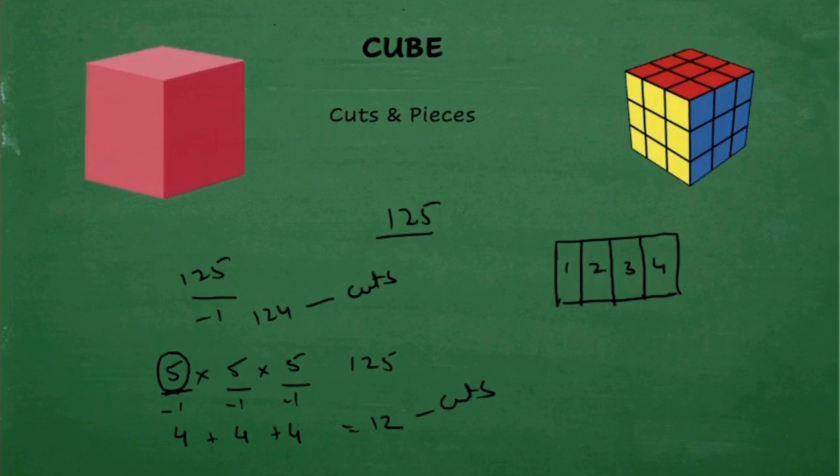Let's say they have said 7 pieces, then the number of cuts will be 6. 5 pieces, the number of cuts will be 4. 3 cuts, there will be 4 pieces. So from pieces to cuts, -1. From cuts to pieces, that will be +1.